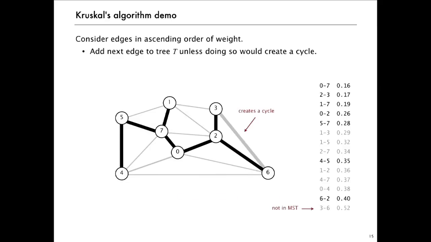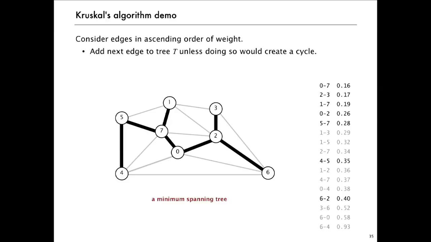At this point, we have an MST. We could check that we have V-1 edges and stop, or we can just keep going and see that the other edges in the graph create a cycle. And when we're done considering all the edges, then we have computed the minimum spanning tree. That's Kruskal's algorithm. Consider the edges in ascending order of weight, add the next edge to T, unless doing so would create a cycle.